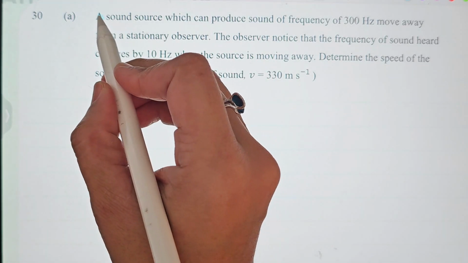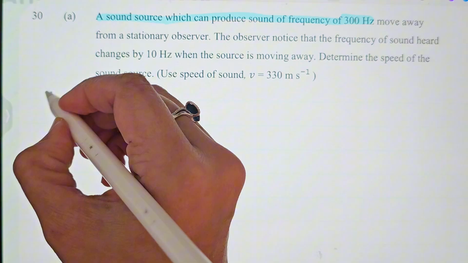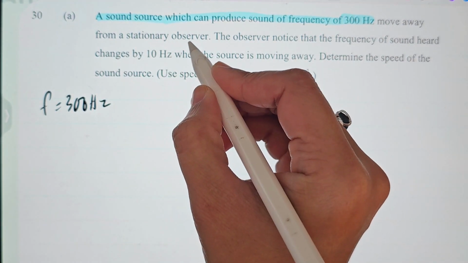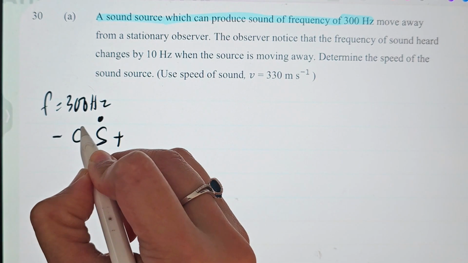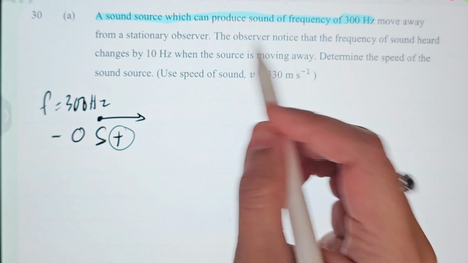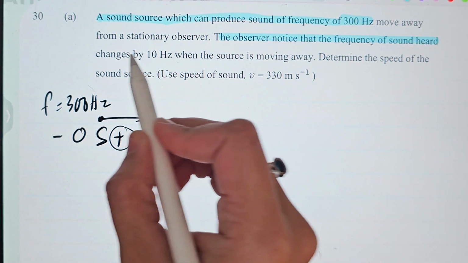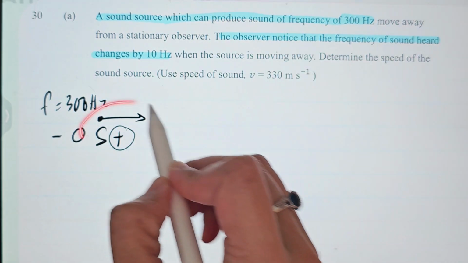Next question, a sound source which can produce a frequency of 300 Hz moves away from a stationary observer. Negative O as positive. The source is moving away from the observer, so we got positive. Interesting part in this question, the observer noticed that the frequency of sound changes by 10 Hz because this one is moving away.